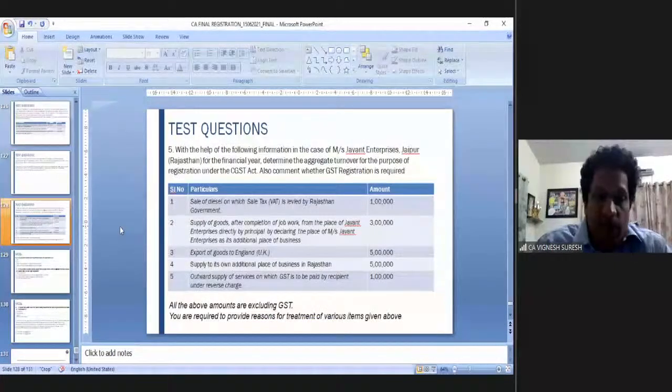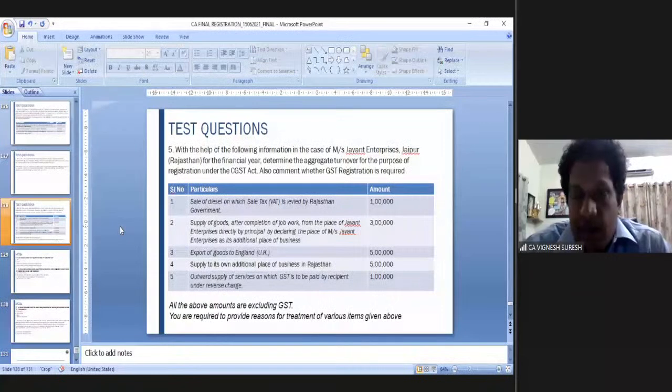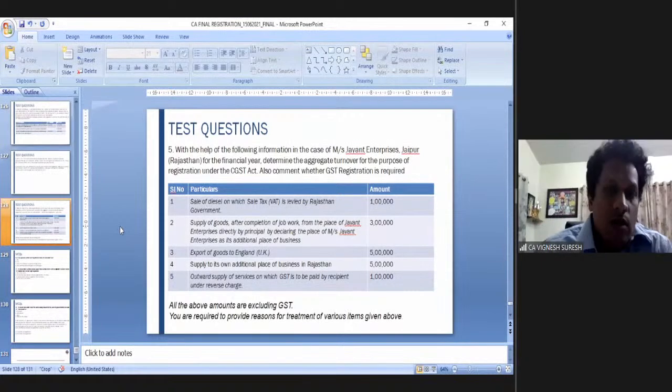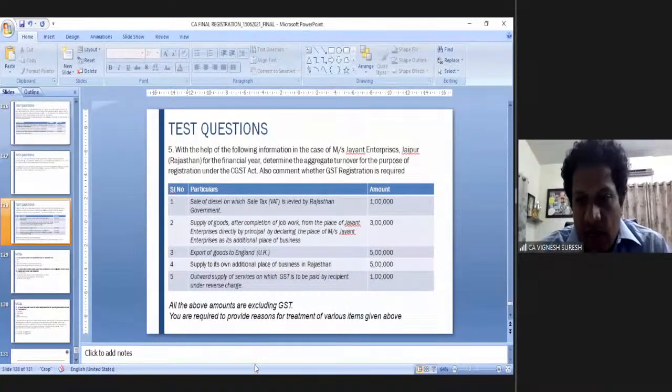Fifth one: with the help of the following information, in the case of Messrs. Jayant Enterprises, Jaipur, Rajasthan, determine the aggregate turnover for the purpose of registration. Also comment whether GST registration is required. First one, sale of diesel on which VAT is levied by the Rajasthan government, 1 lakh. Supply of goods after completion of job work from the place of Jayant Enterprises directly by the principal, by declaring the place of Jayant Enterprises as additional place of business, 3 lakhs. Export of goods to England, UK, 5 lakhs. Supply to its own additional place of business in Rajasthan, 5 lakhs. Outward supply of services on which GST is to be paid by the recipient under reverse charge, 1 lakh. Calculate the aggregate turnover. Also comment whether GST registration is required.